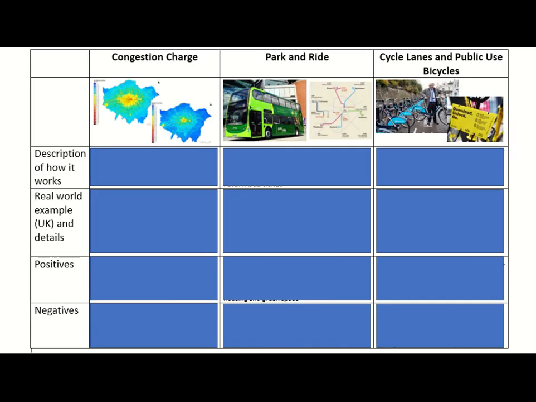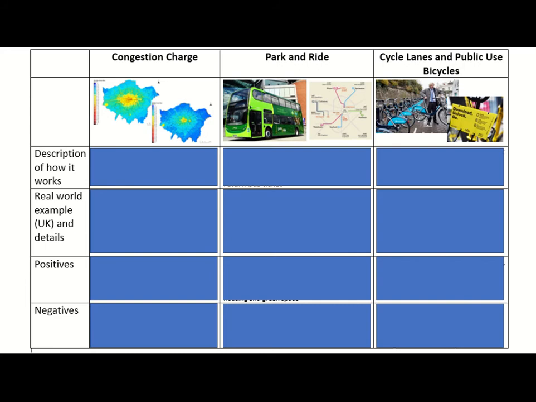So what solutions have we got? Well, the exam would focus on sustainable transport solutions, because sustainable transport can reduce CO2, and that can obviously have big benefits for the UK in terms of the space for roads and car parks and all that sort of stuff. So congestion charging, park and ride schemes, and cycle lanes or public use bicycles.